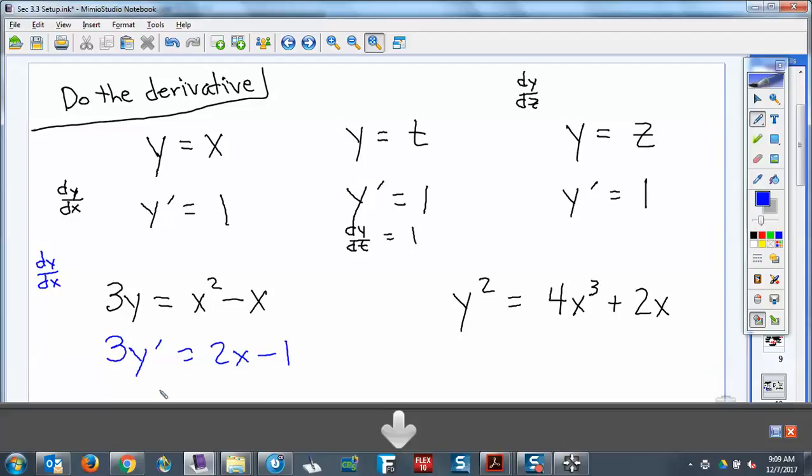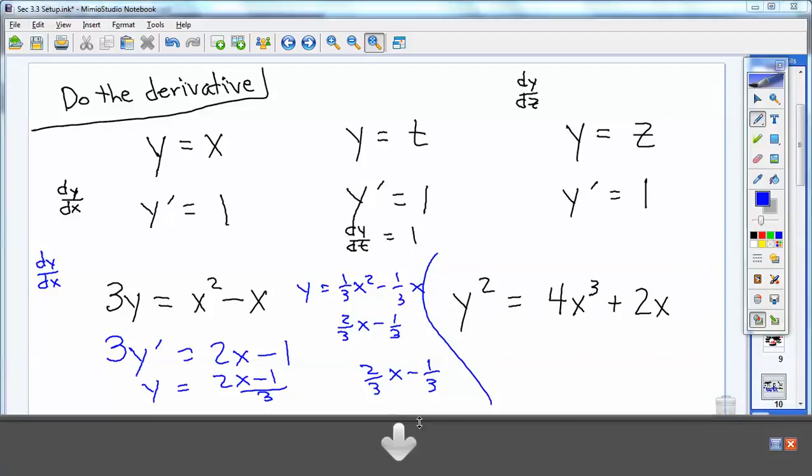2x minus 1. Now you would divide by 3, which would be 2/3 x minus 1/3. If we had divided by 3 originally, we'd have had 1/3 x squared minus 1/3 x. Now if we do the derivative, bring the 2 down in front, that would be 2/3 x, and then the derivative of this would just be 1/3. We get the same thing. Okay, now here's where it gets really interesting.